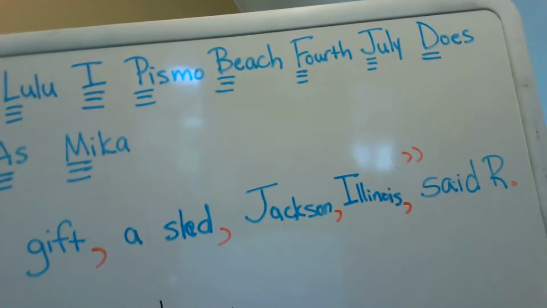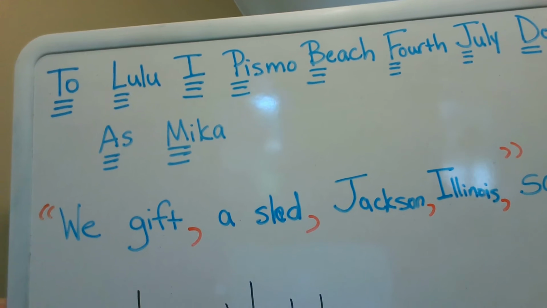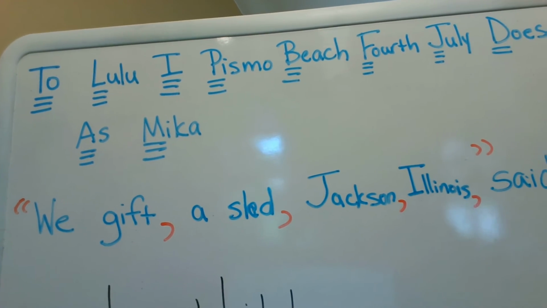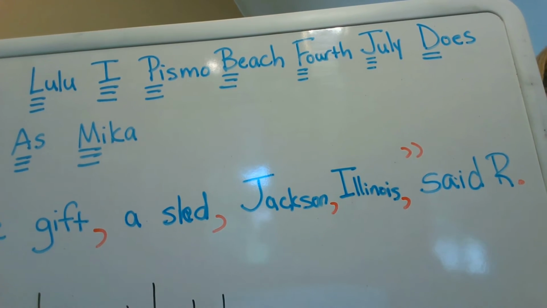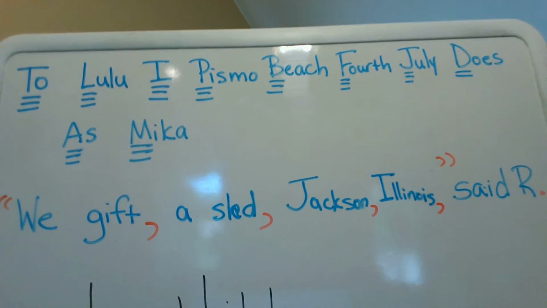That's an appositive. Remember? That's a group of words that give more information about the noun in the sentence. A small sled gives us information about gift, so we set it off with commas. For our cousin in Jacksonville, comma, Illinois, comma, quotation marks, said Robbie, period. I didn't put all the words in because it was long. We, you can see with the quotation marks, we purchased a gift, comma, a small sled, comma, for our cousin in Jacksonville, comma, Illinois, comma, quotation marks, said Robbie, period.